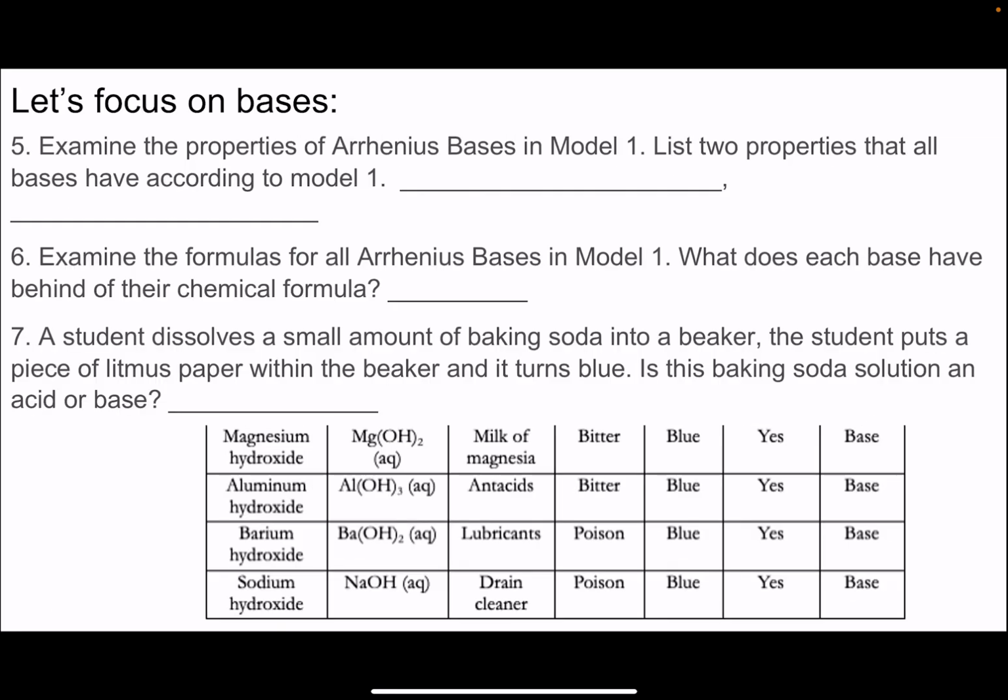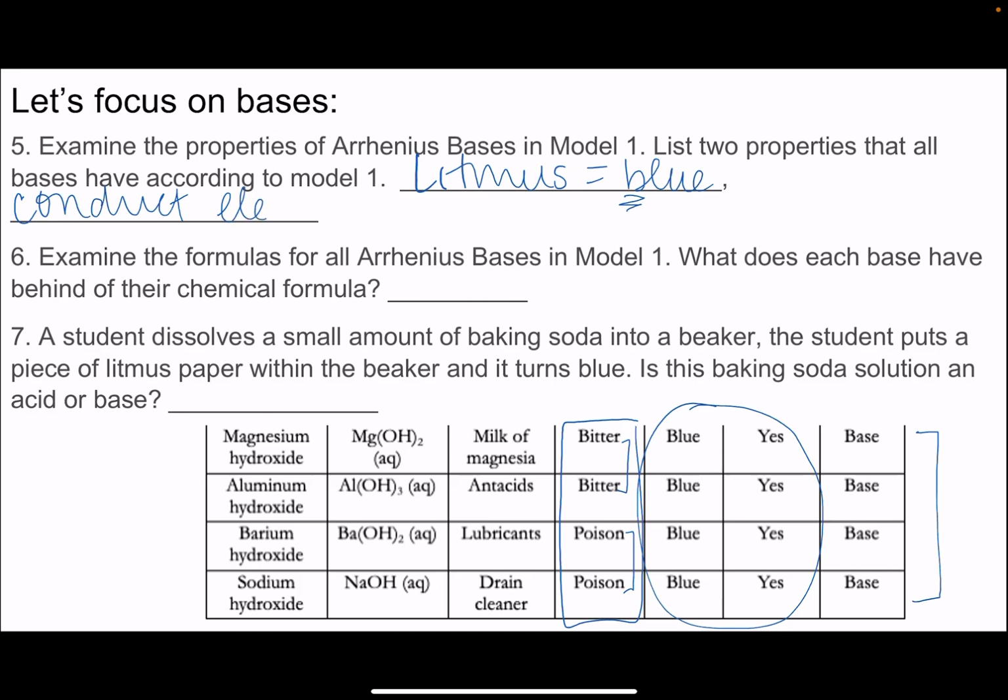Now let's focus on bases. So notice that I just cut the chart to only focus on the 4 bases down below. Now examine the properties of the Arrhenius bases in Model 1. List 2 properties that all bases have according to it. Now if we look at how they taste, one says bitter and it also says poison. So there's not a direct one like our sour for acid. So we're actually going to use these 2 as our properties. So if we have litmus, it's going to turn it blue to let us know that it's a base, so B and B. And then they can conduct electricity, the same thing as acids.